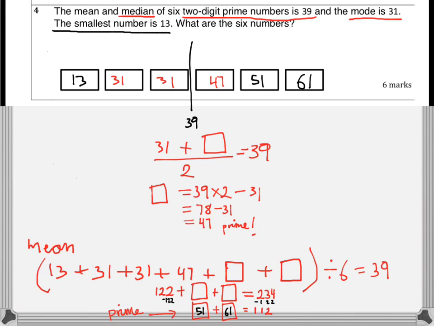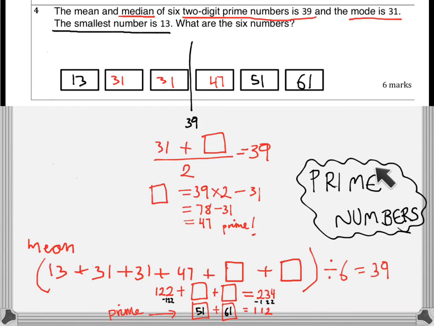I've figured out my 6 unknown numbers for 6 marks. So that's going to test your understanding of the meaning of mean, median, mode, and applying the rules for working out mean, median, mode in different ways. Make sure you have an understanding about prime numbers. So go and Google that now if you're unsure.